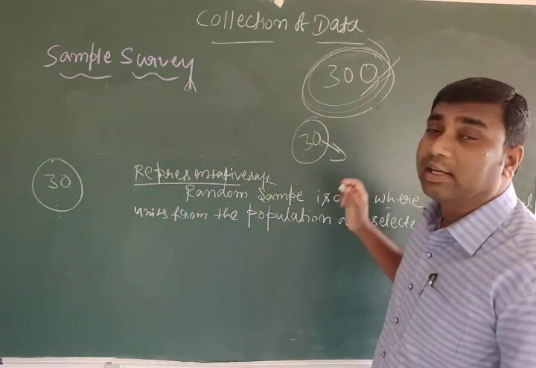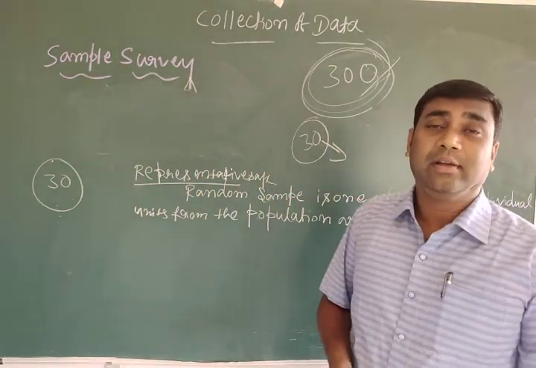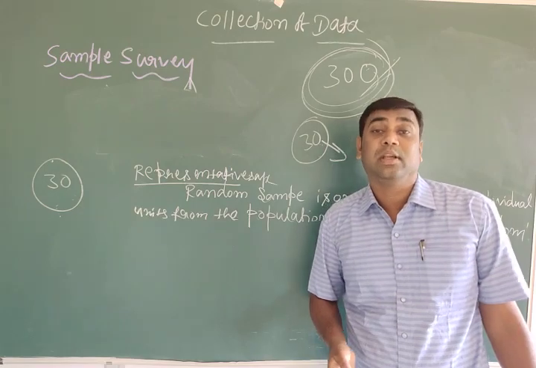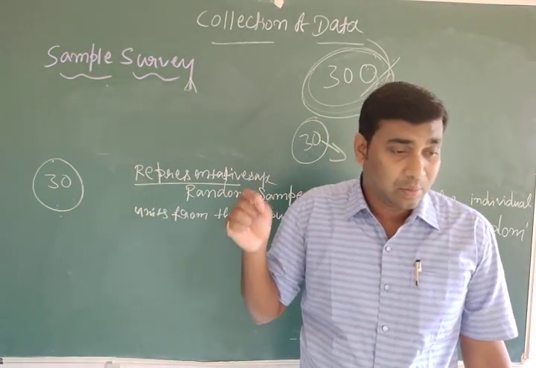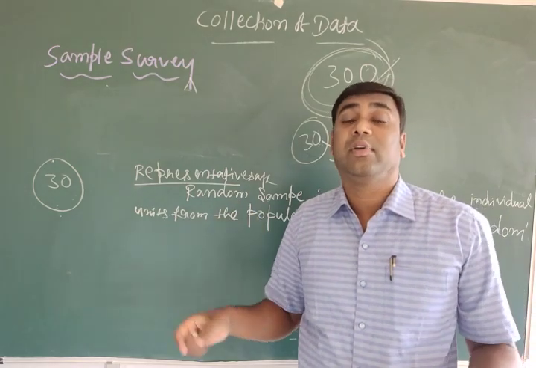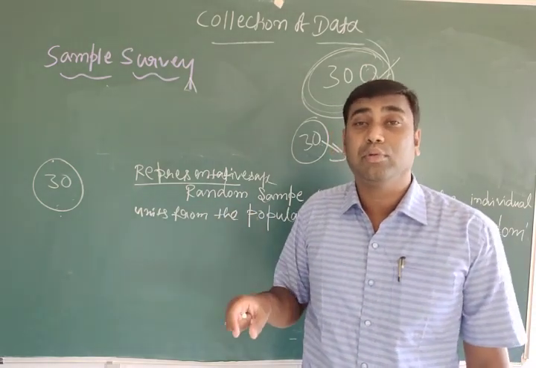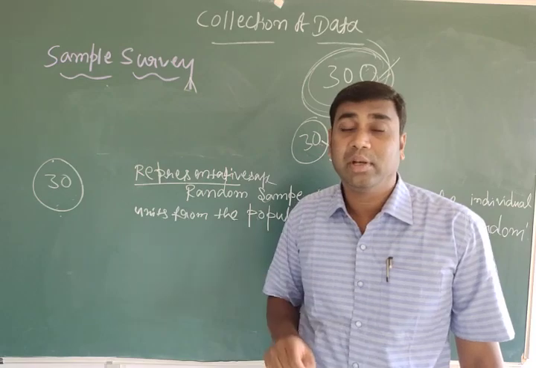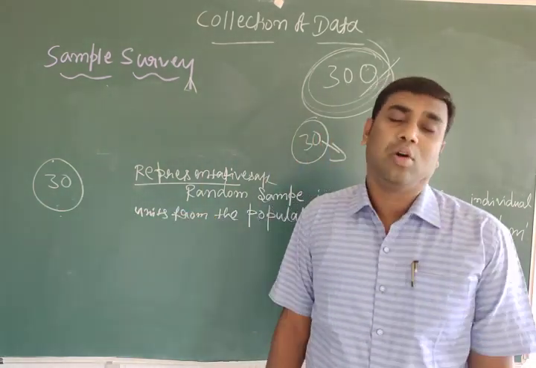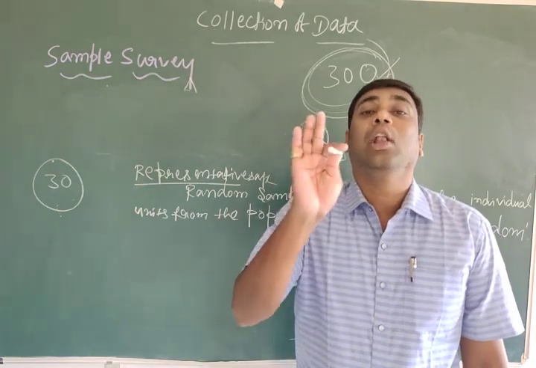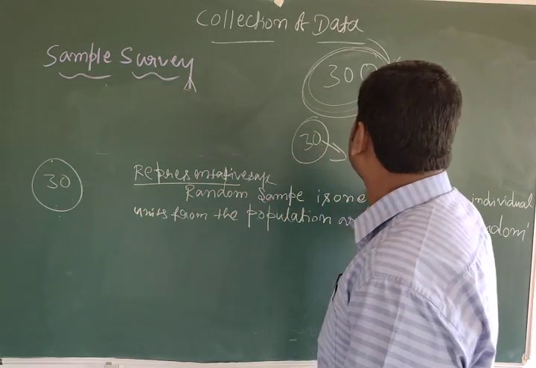That's why we have to write the names of all 300 households on pieces of paper, keep the pieces in a bowl, and mix them well. From that we have to select one by one. How many? 30, because we need only 30. Okay, this is called the lottery method.